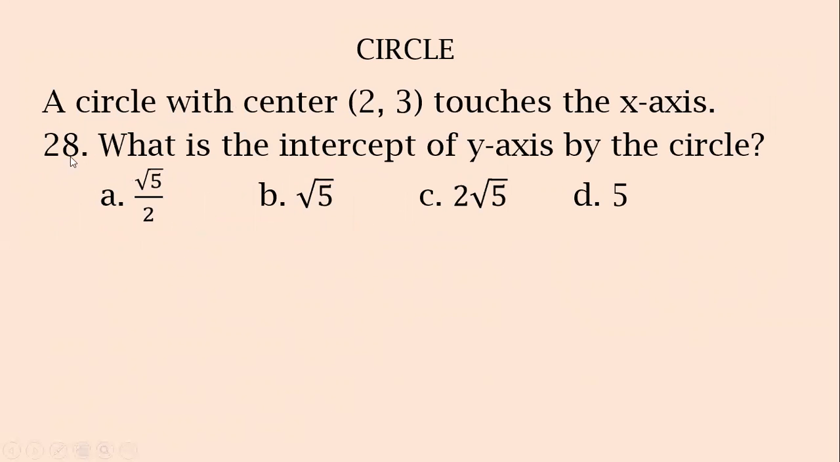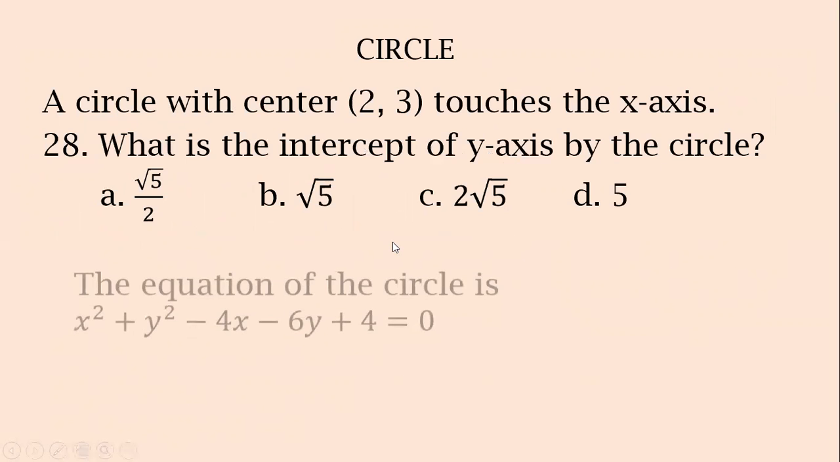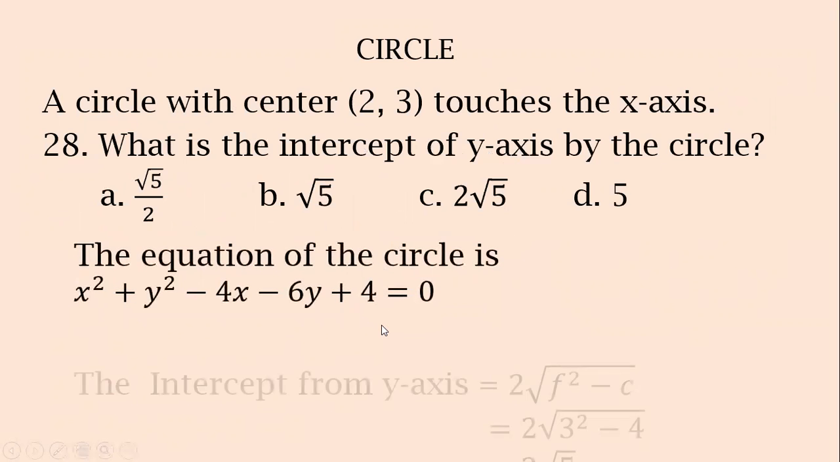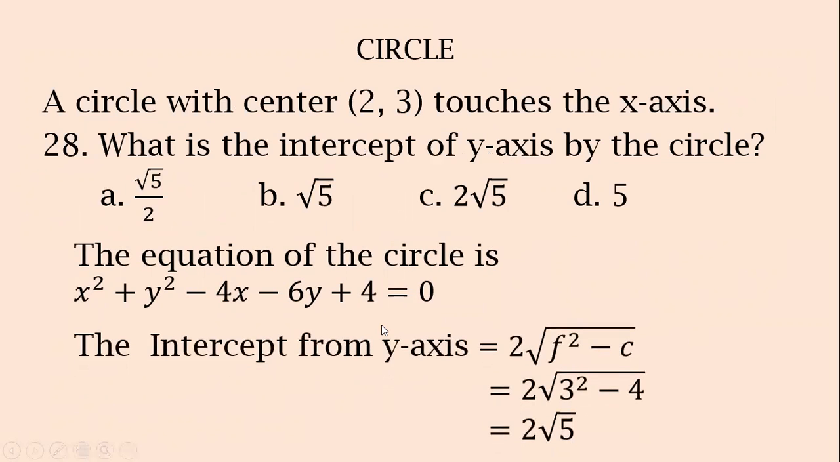Now the next question is, what is the intercept on the y-axis by the circle? You know, the intercept on the y-axis is 2 root over f square minus c. So putting the value of f and c from this equation, we are getting 2 root over 5. So this is the intercept on the y-axis.